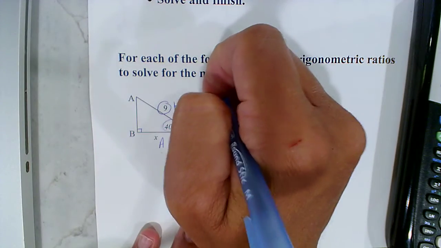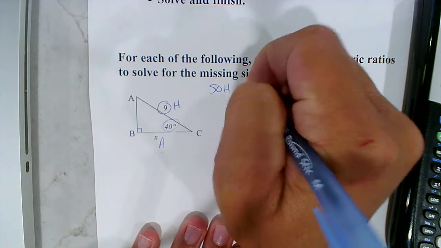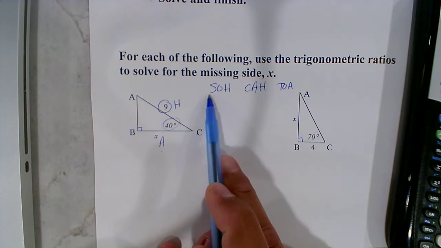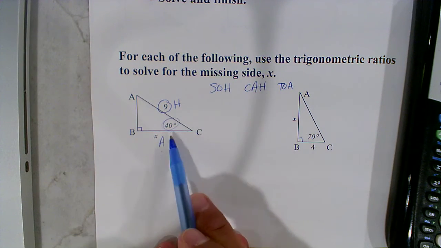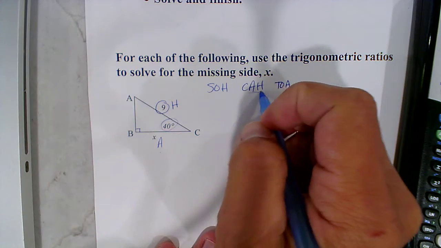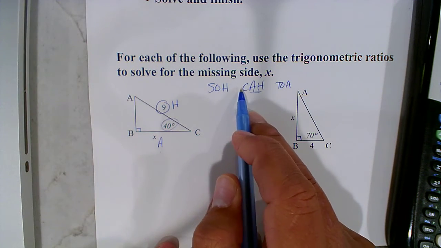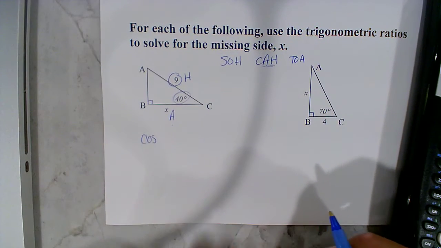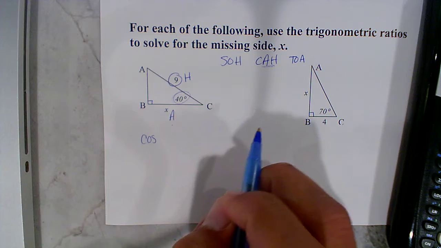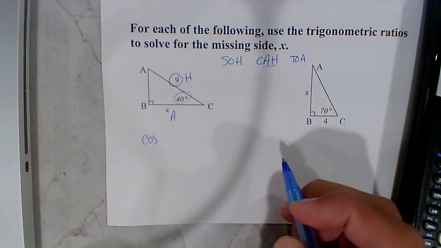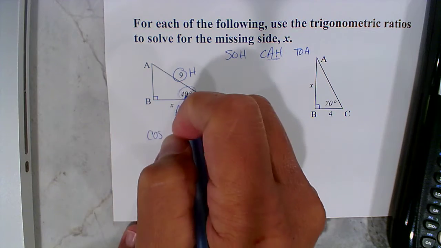So again, if I think back to SOH CAH TOA, which one, sine, cosine, or tangent, involves A and H? And you look, A and H makes cosine. So I'm going to write cosine. Now, cosine of what? Always the angle. Always the acute angle you're going to be writing here for this course at least. So cosine of 40.